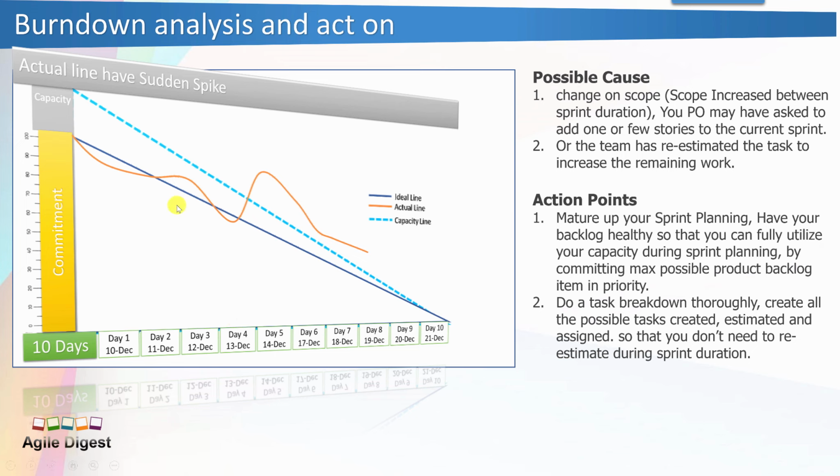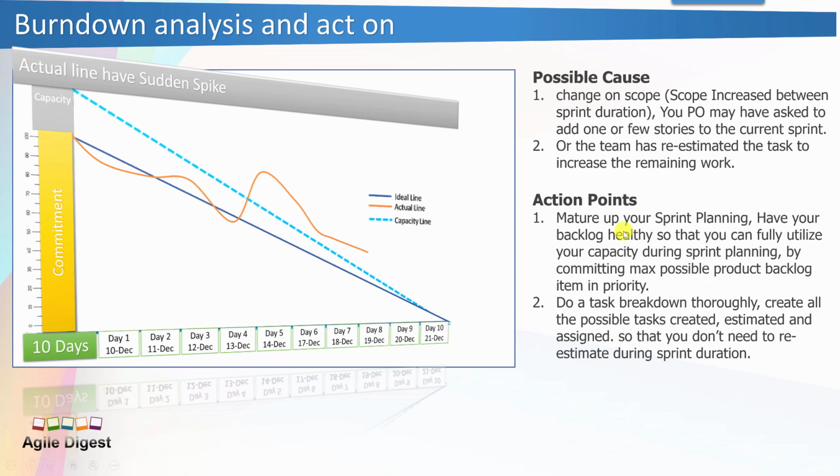So if the team decides, okay, we need to work more or spend more time on these stories, then you will see a spike because the task hours are increasing. There can be other reasons. You have too many bugs, you got a few more stories, a few technical spikes you have added. There can be many reasons.